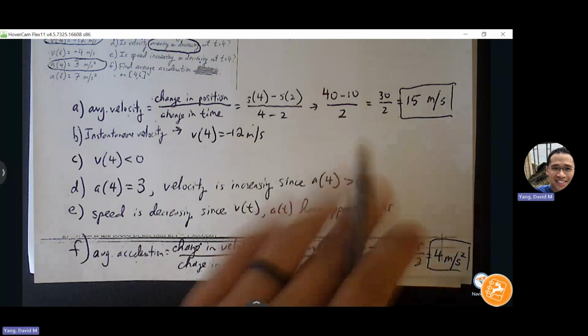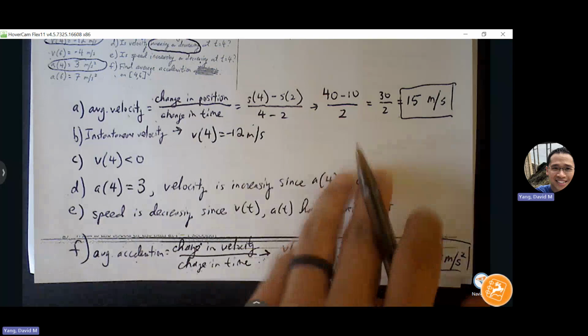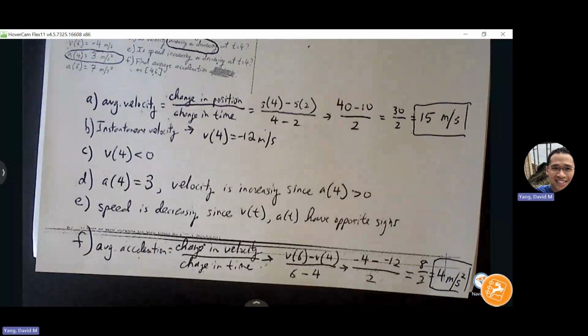Okay, why don't we do 2 power rule problems? Okay, so let's use the back of this sheet here.